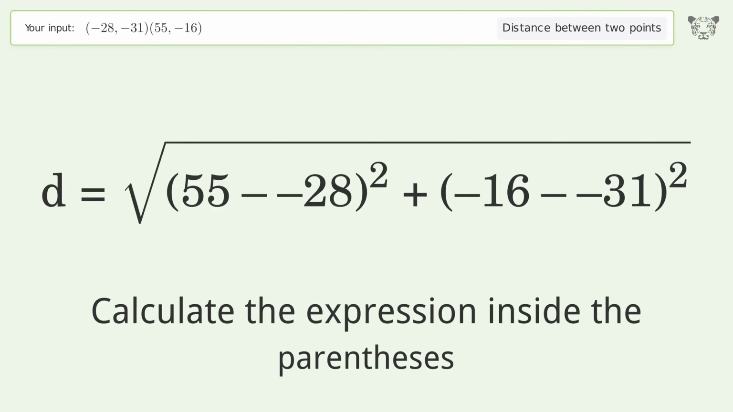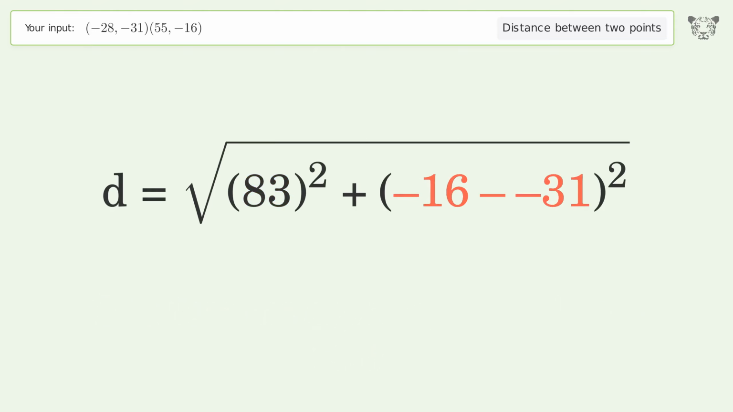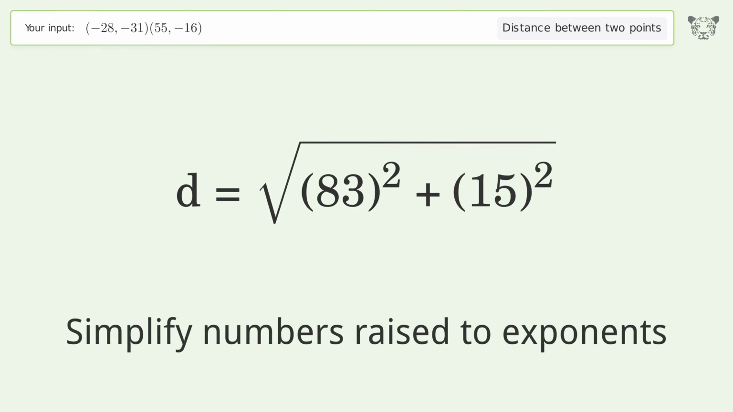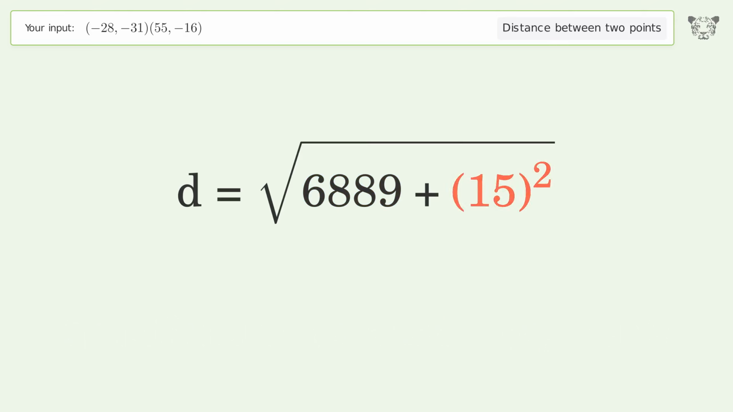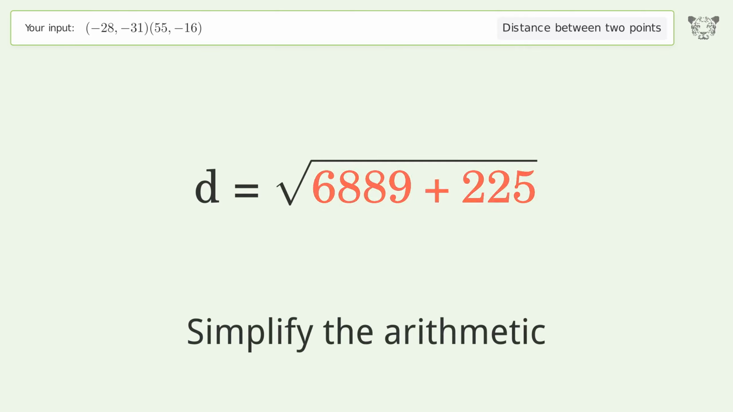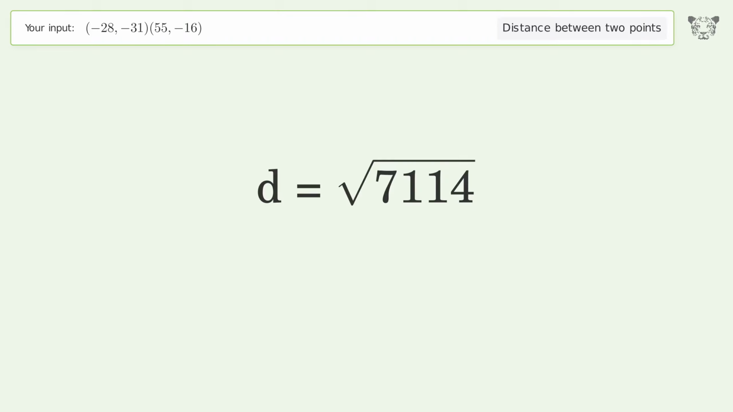Calculate the expression inside the parentheses. Simplify numbers raised to exponents. Simplify the arithmetic. And so the distance between the 2 points is the square root of 7,114 or 84.345.